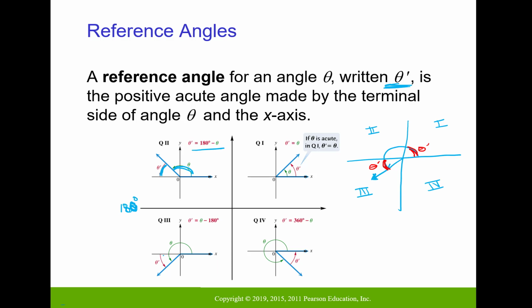If you're in quadrant 3, then your reference angle, this acute angle, would be found by taking that angle, which is actually a little bit more than 180 degrees, and subtracting 180 from it, and then that would give you this acute angle, your reference angle. And then last, if your angle's in quadrant 4, then you're almost all the way around to 360 degrees, so you would find this reference angle by saying 360 degrees minus theta.